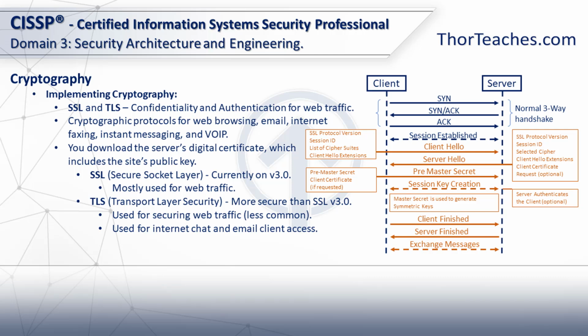Then the client sends the SSL version protocol, the session ID, a list of cipher suites it supports, and the hello extensions. The server sends the same. It selects the cipher, and it can, but it doesn't always, send a client certificate. Then the client sends the pre-master secret, and at this point, this is where the server would authenticate the client. Most often, it does not happen. This happens if we need to ensure that both sides are who they say they are.